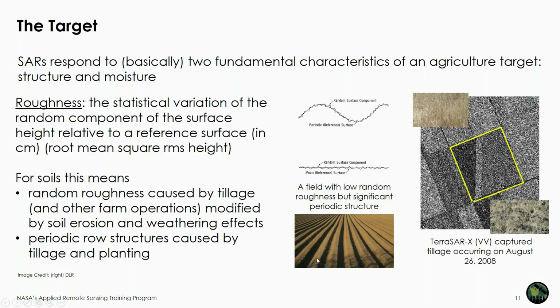This is a seed bed that's been created. And so we have a very smooth surface in terms of random roughness, but we have these very significant periodic structures in the field as well. So roughness can relate not only to the random surface roughness, but to these periodic roughnesses as well. So again, in terms of agriculture, roughness is primarily determined by agricultural practices, tilling, seeding the field, for example, and they can also relate to modifying factors such as erosion that might occur due to wind or water or other weathering effects.